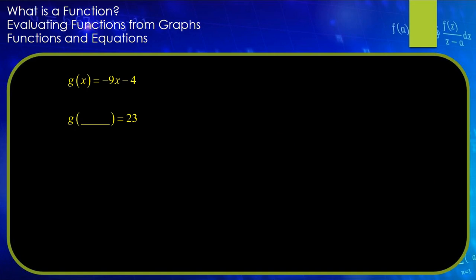Now in this one here, you're told that g of x equals negative 9x minus 4, and you're told g of blank is 23. So basically here we know that there's going to be some number here. We want to figure out what the number is that would make this equal 23 based off of this formula here. So take a moment, see if you can figure out what value of x would go in there.